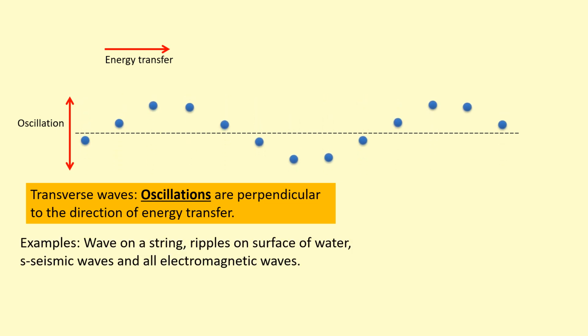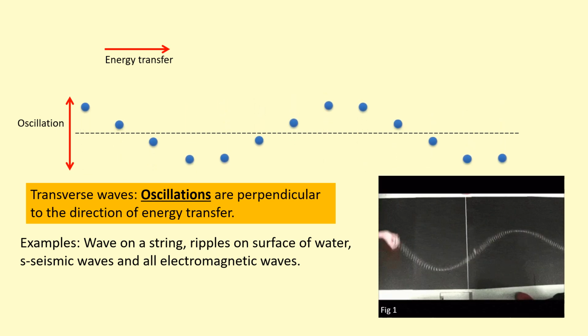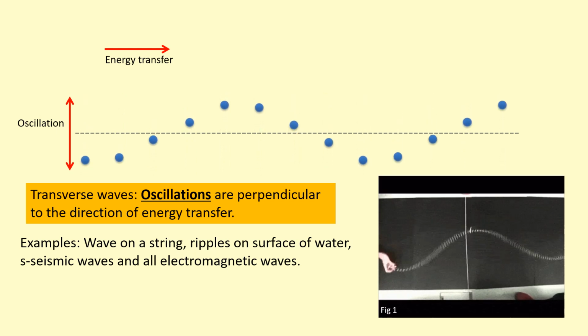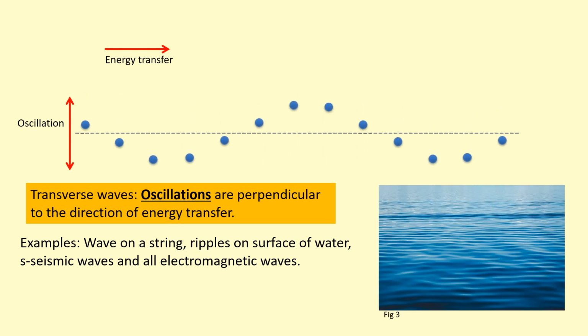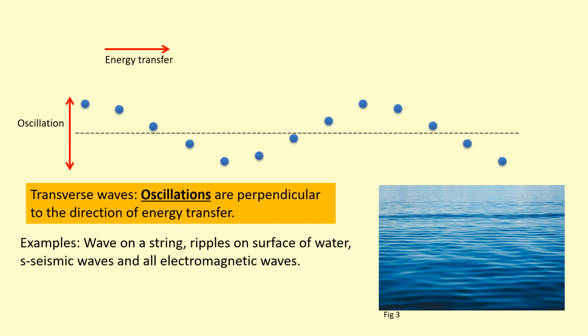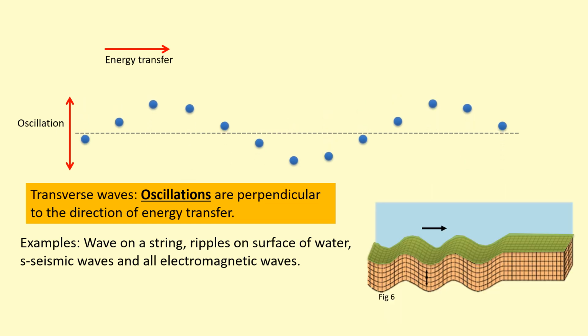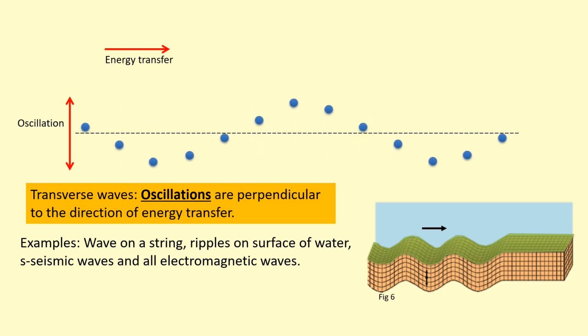Okay, examples of these waves include waves on a string like the one I showed you a minute ago. So the particles on the slinky are just bobbing up and down and not actually moving towards the right. Another example is ripples on the surface of water. So the water particles are just going up and down, perpendicular to the direction of energy transfer, without moving from one place to another. Another example is S seismic waves. This is a type of earthquake wave. When an earthquake is produced, these waves transfer through the ground, and the particles here, you see they're going up and down while the energy is going towards the right. Or we say the particles oscillate perpendicular to the direction of energy transfer.